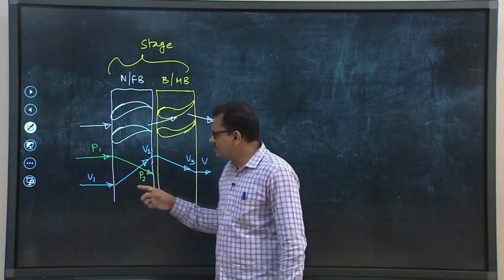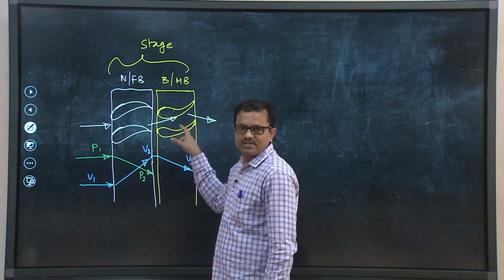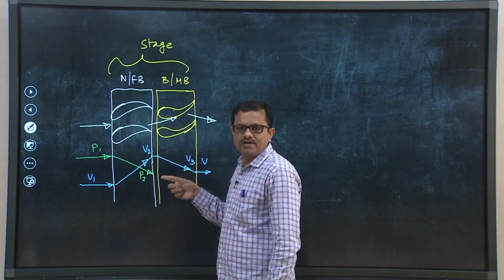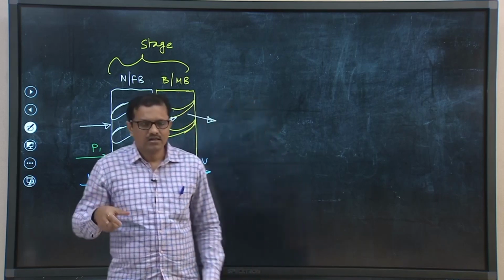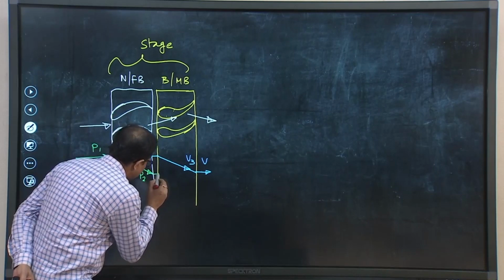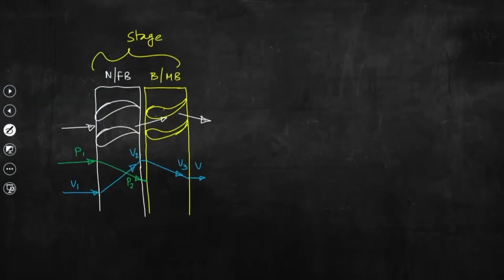Now, what we had seen for the impulse turbines is that pressure remains constant when steam is passing through the moving blade passage. But in case of this type of turbine, that is reaction turbine, there will be a pressure drop when steam is passing through the passage of the moving blades. So, this is P3.